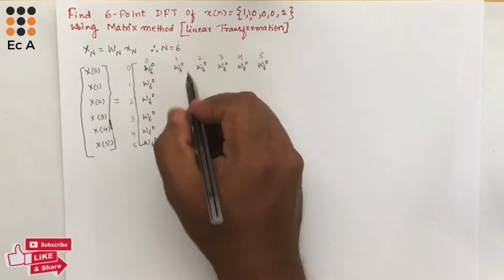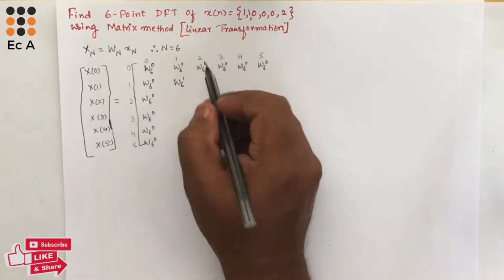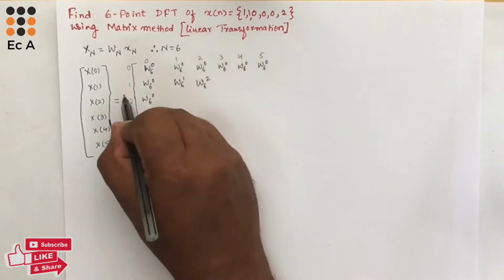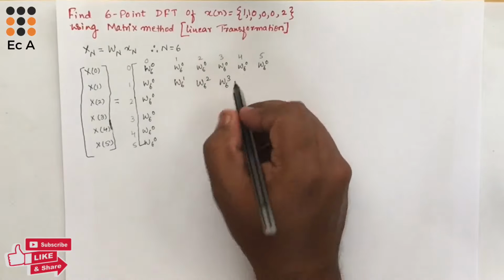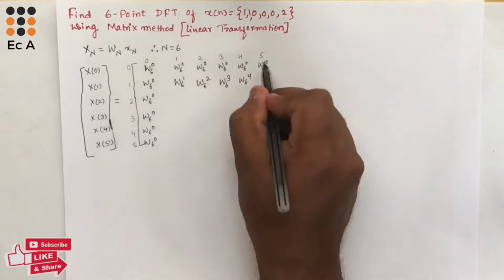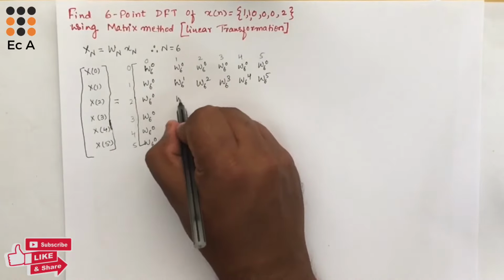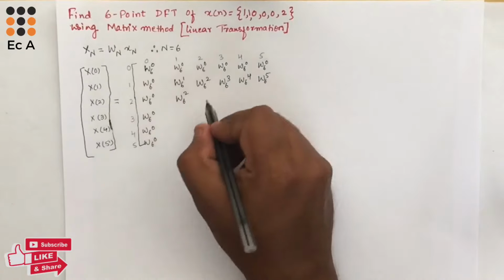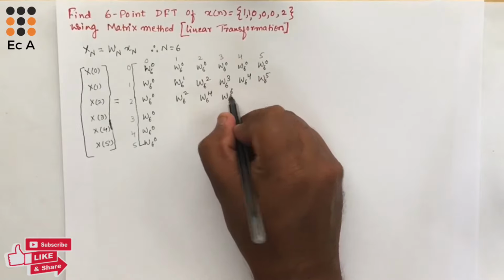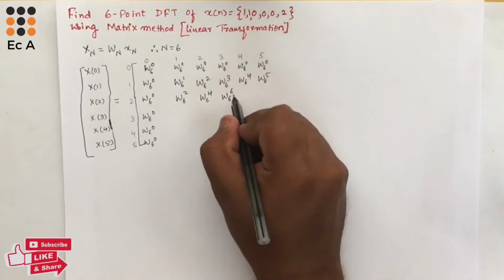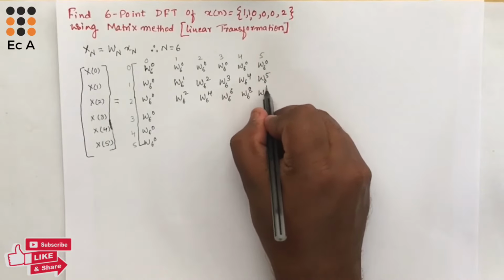Now 1 multiplied with 1 is 1, W6 to the power of 1. 1 multiplied with 2 is W6 to the power of 2. 1 into 3 is 3, W6 to the power of 3. 1 into 4 is 4, W6 to the power of 4. 1 into 5 is 5, W6 to the power of 5. 2 into 1 is 2, W6 to the power of 2. 2 into 2 is 4, W6 to the power of 4. 2 into 3 is 6, W6 to the power of 6. 2 into 4 is 8, W6 to the power of 8. 2 into 5 is 10, W6 to the power of 10.